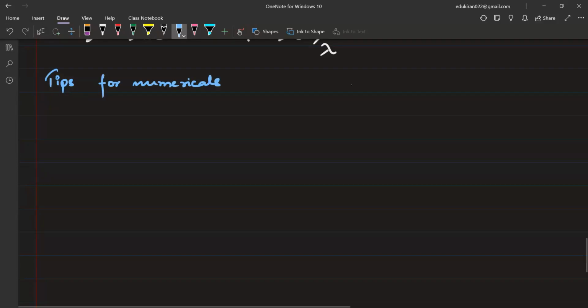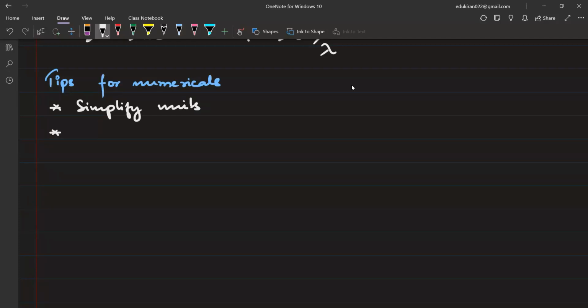Okay, so the tip for numericals is that first of all, you will simplify the units. Because there is half marks always for units. Okay, if your examiner in your school is checking according to the CBSE pattern, the board's pattern of checking, then half marks is always there for unit. If you get the unit right, you will get 0.5 marks always if the unit is correct.